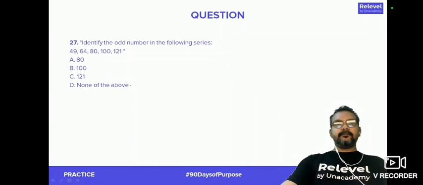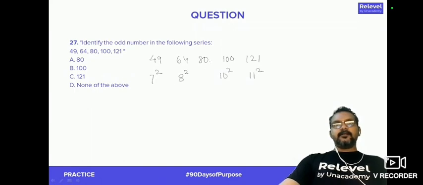27. You have to find the odd number in this: 49, 54, 80, 100, 121. 49 is 7 square, this is 8 square. Okay, 80 is not a square of any number. This is 10 square, this is 11 square. So obviously 80 is the odd one out. So it is option A. 81 would have been 9 square, which is fine. 7, 8, 9, 10, 11 would have completed the sequence. 27 is option A.